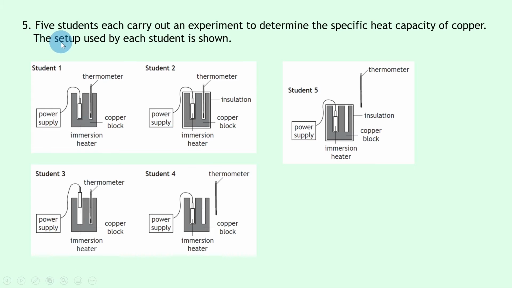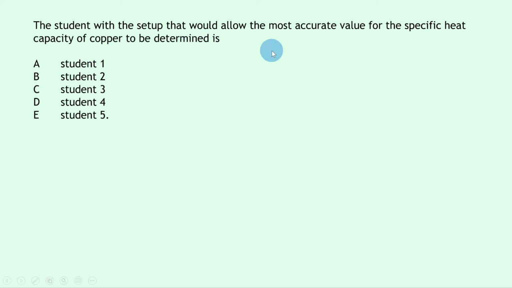Question 5 says that 5 students each carry out an experiment to determine the specific heat capacity of copper. The setup used by each student is shown. So we have student 1, student 2, student 3, student 4 and student 5 setup. And it then says the student with the setup that would allow the most accurate value for the specific heat capacity of copper to be determined is student 1, 2, 3, 4 or 5.